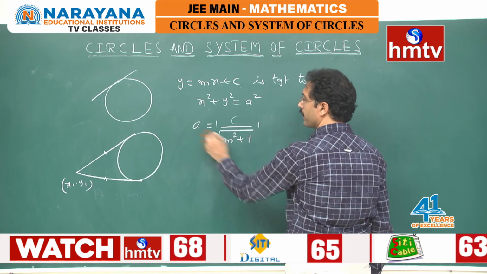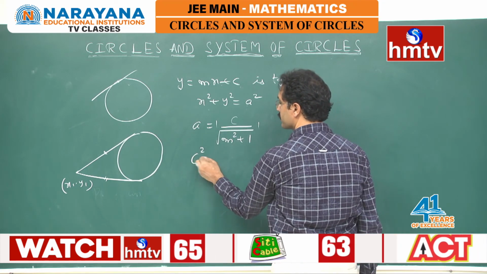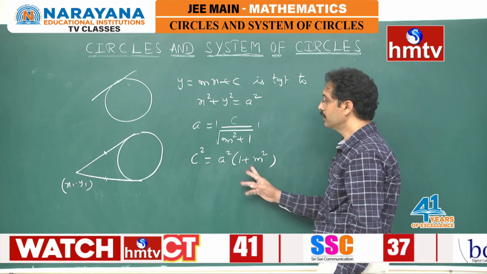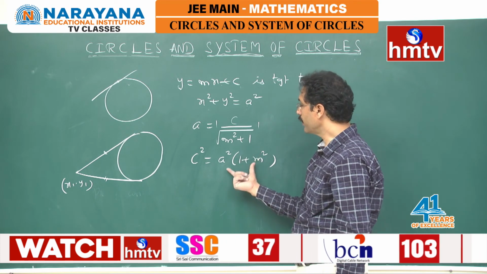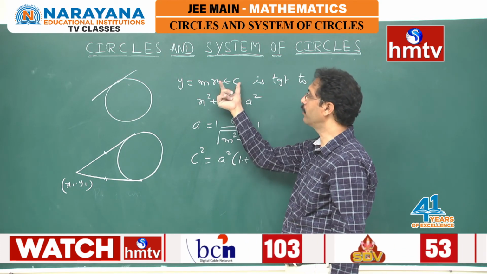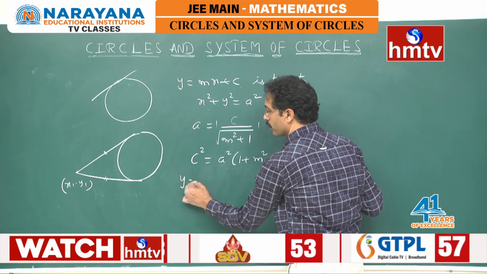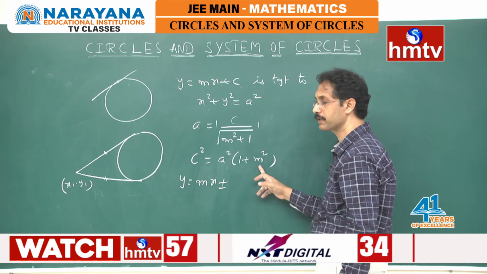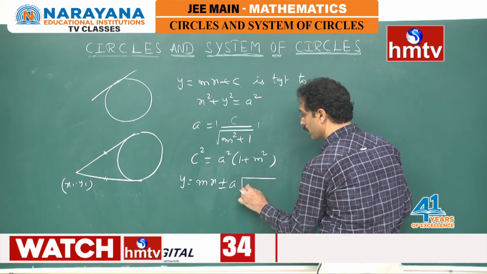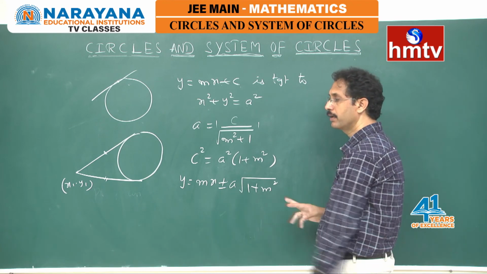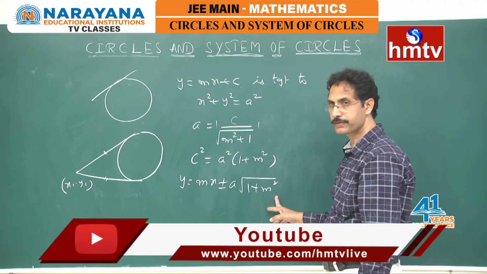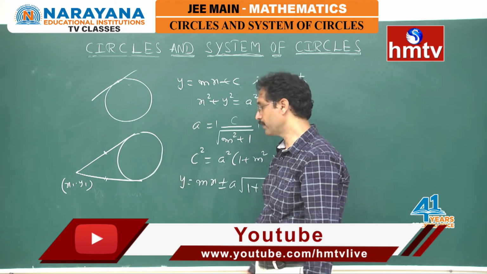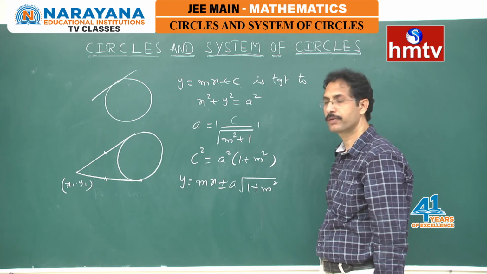On cross multiplying and squaring, we can write c square is equal to a square into 1 plus m square. So, it is the c square value. If I write the c value over here, that is y is equal to mx plus or minus a into under root 1 plus m square. This is the equation of the tangent in slope m. We use this to find the equation of the tangent drawn from an external point as well as to find the angle between tangents, in all cases.